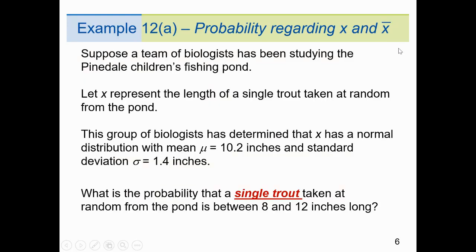So here's an example. Suppose a team of biologists have been studying this fishing pond, and they came up with the length of a single trout. That's all we talked about, a single individual. We know that the mean is 10.2, standard deviation is 1.4. What's the probability that the length of this trout is between 8 and 12 inches?